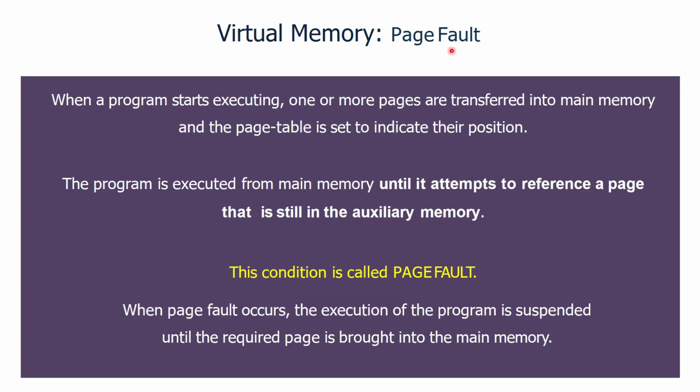So what is a virtual memory page fault? When a program starts executing, one or more pages are transferred into the main memory and the page table is set to indicate their position. The program is executed from main memory until it attempts to reference a page that is still in the auxiliary memory. When the program is being run in the main memory and we are fetching values and variables out of the main memory, sometimes we don't have the actual value we want in the main memory, so we have to fetch it from the auxiliary memory. When there is a miss in the main memory, it is called a page fault.